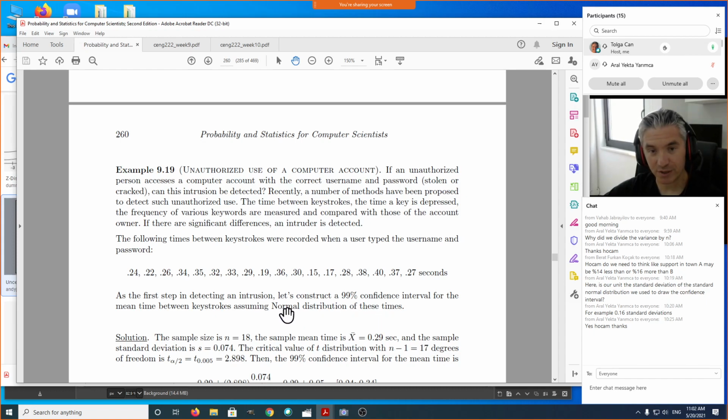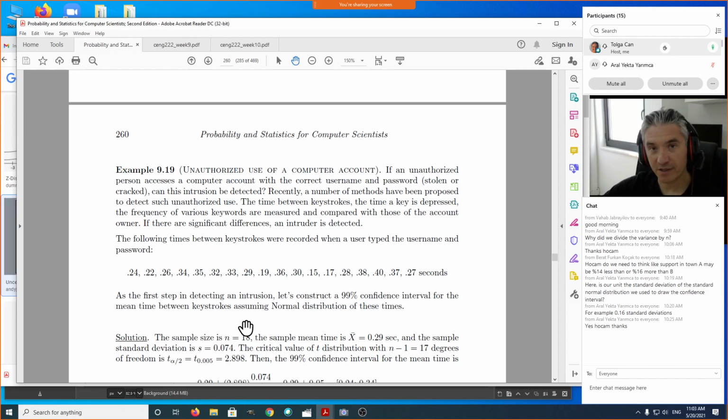So this is really important. In order to be able to use the t distribution, we should first assume that the individual time between two keystrokes is normally distributed. We make this big assumption. This has to be given to us in the question. Then, since these are the user's data, let's build a confidence interval. And if we get something outside this interval, we may assume that it's an intruder.